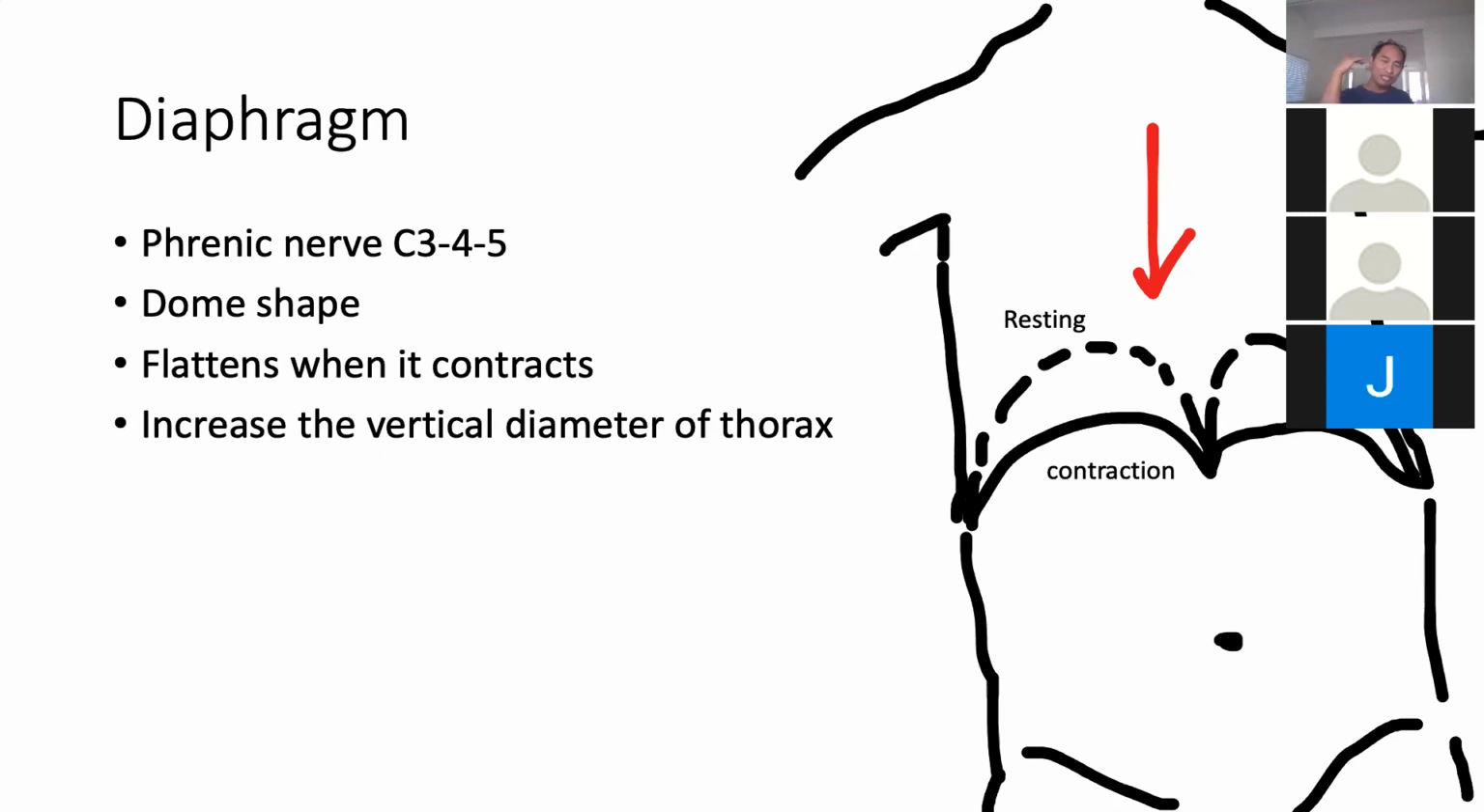So therefore, if somebody has got a cervical spine injury, and if the injury involves the cervical 3, 4, 5 level, their phrenic nerve is gone. They cannot breathe on their own. They will need respiratory support. So that is the importance. Phrenic nerve, dome shape, flattens when it contracts, and increases the vertical diameter. So this is easy now.